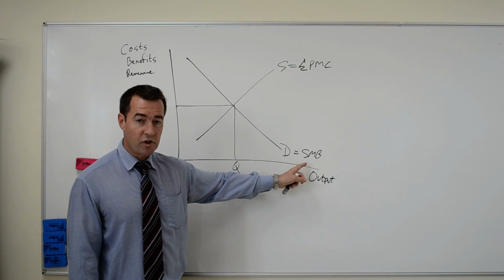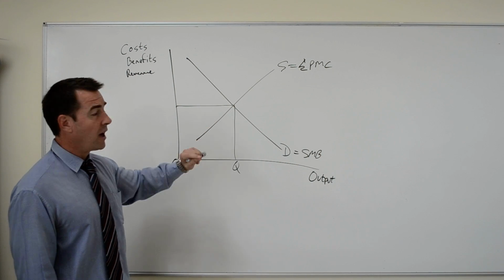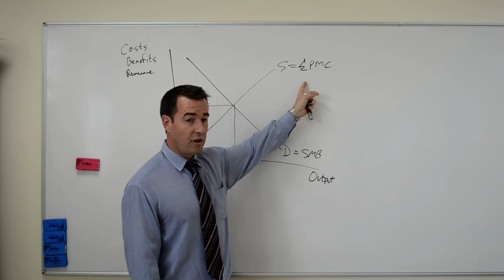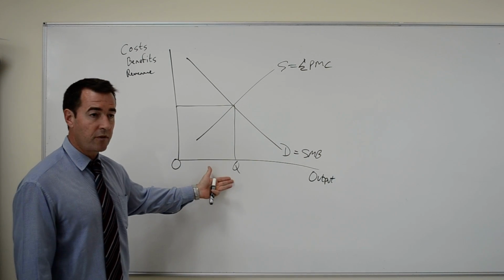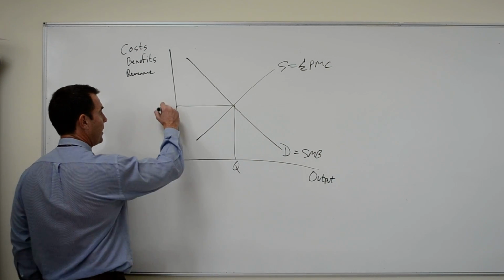Demand is the same as the social marginal benefit. Supply is formed from the summation of the private marginal cost curves. And this gives us an output of OQ and a price of OP.